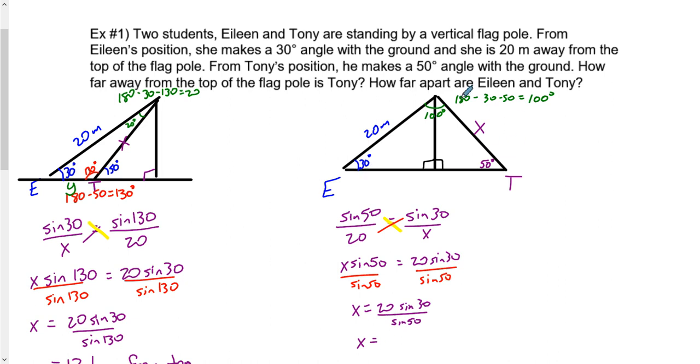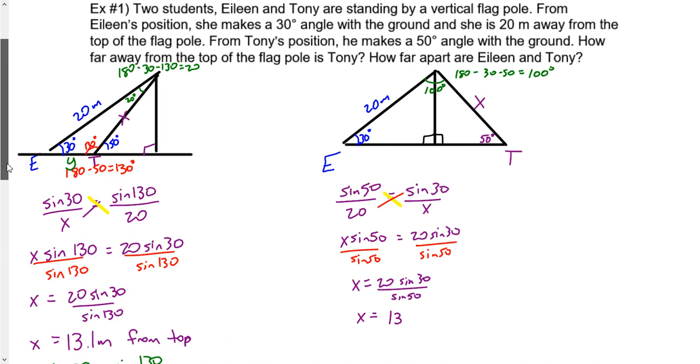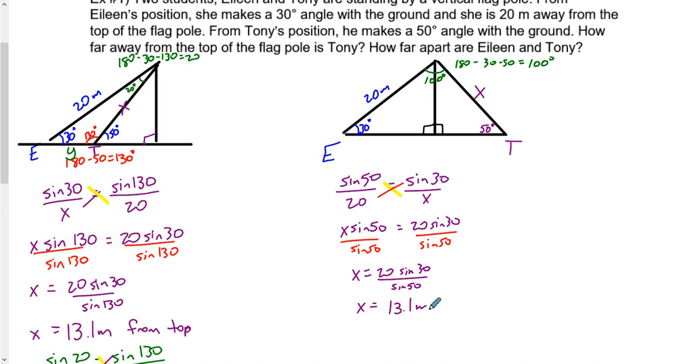So if they're on opposite sides, if Tony's on the other side, 20 multiplied by the sine of 30 divided by the sine of 50, Tony could potentially be, oh, fantastic. It's also 13.1 meters away from the top, not Tom. But you can also tell that the distance between Eileen and Tony is a much larger value.